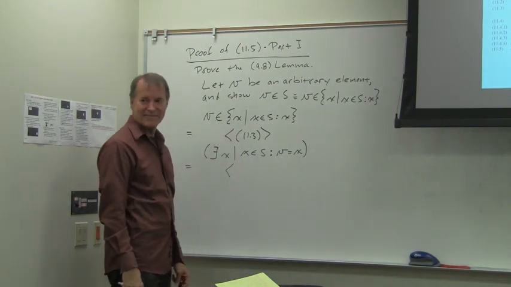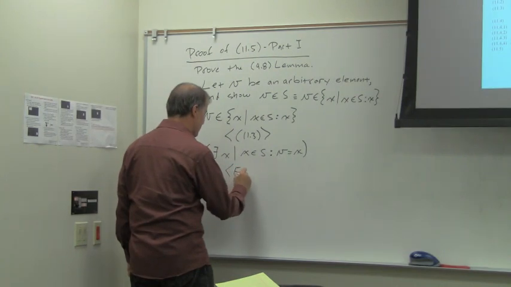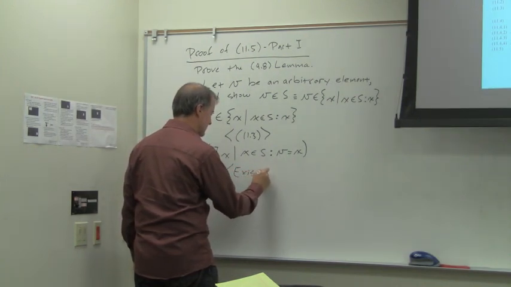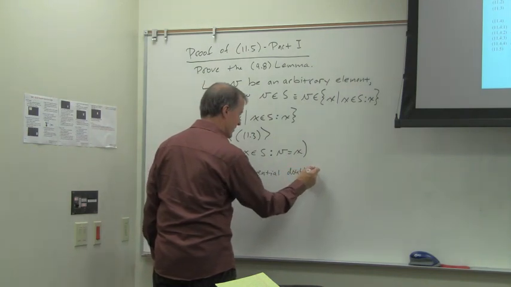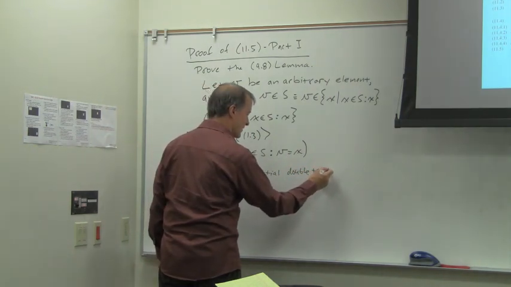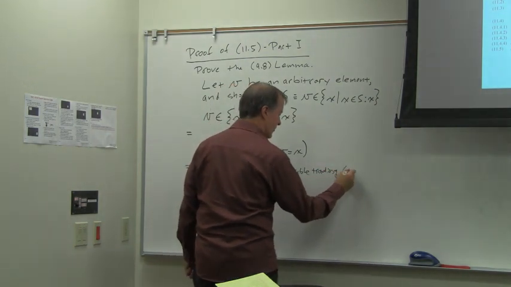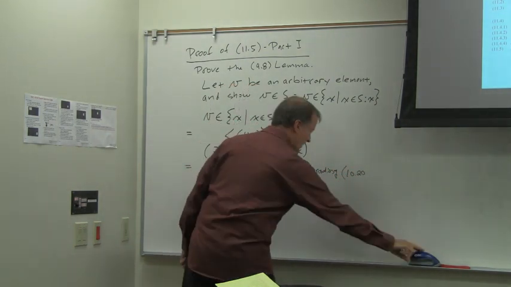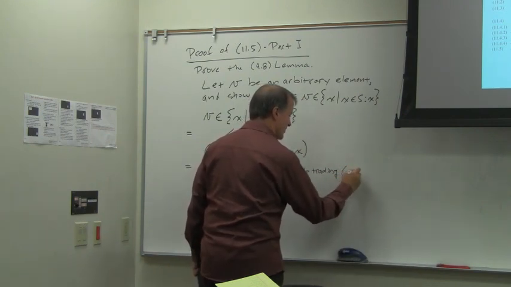And what is that? So existential, exchange. Existential body double trading. And which number is that? I don't know. 9.20.1? 9.20.1.